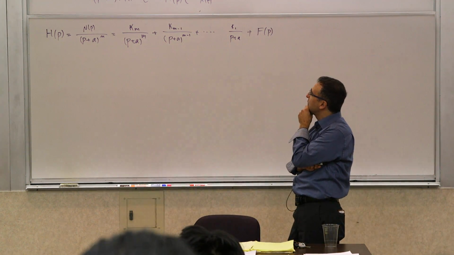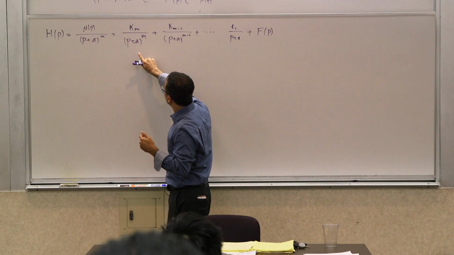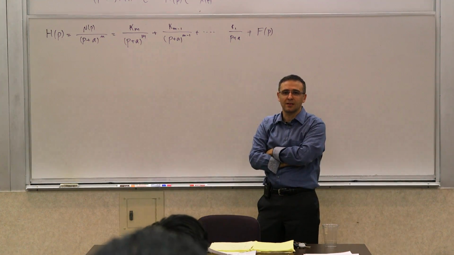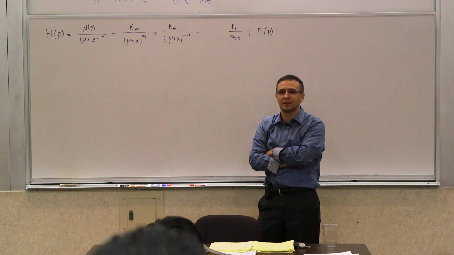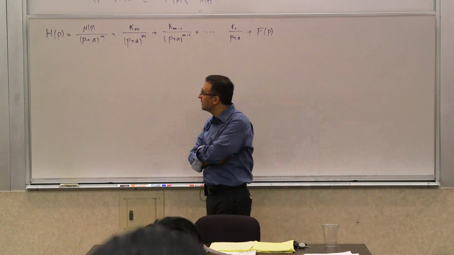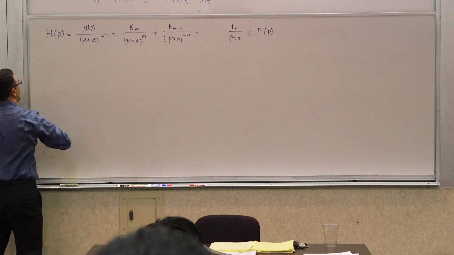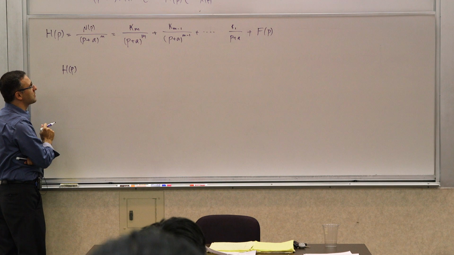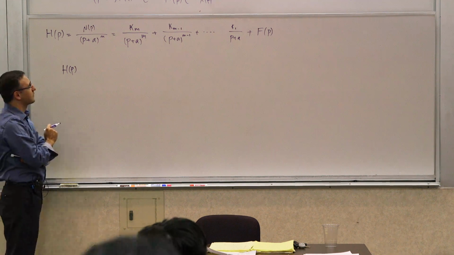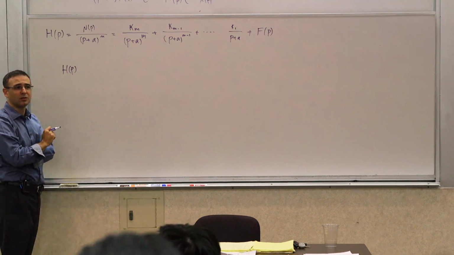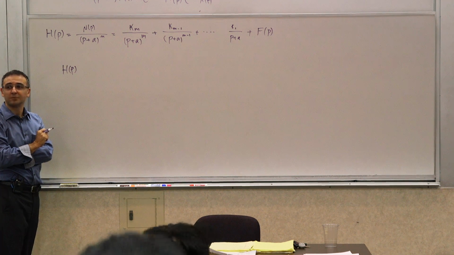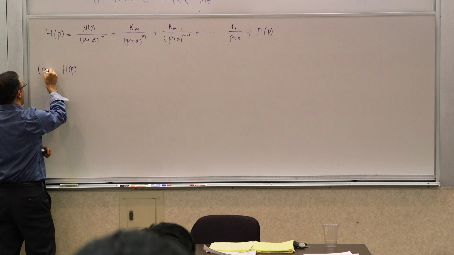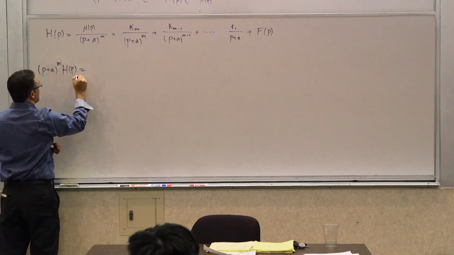So how do I find the coefficient km? K sub m. How do we find that? If you use the previous trick, can you think of a similar trick here? If I'm going to multiply h of p by something to get this coefficient k sub m, what should I multiply to just leave me with km? p plus a to the m, yes, right? If I multiply it by that, what do I get?